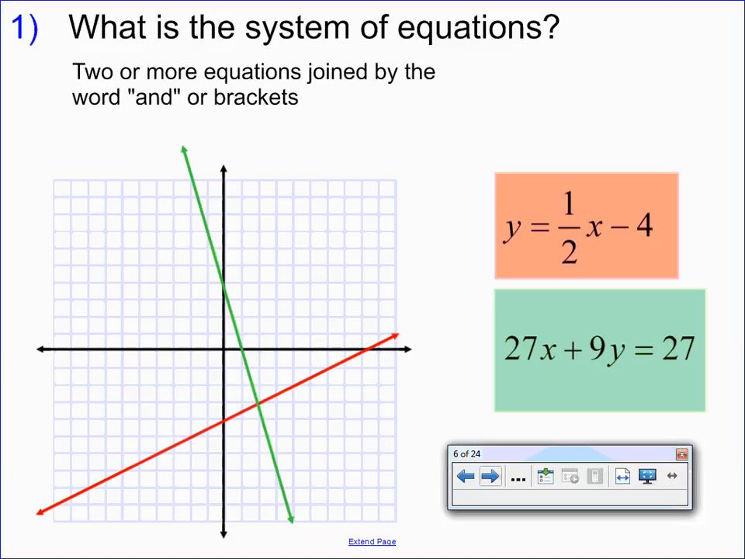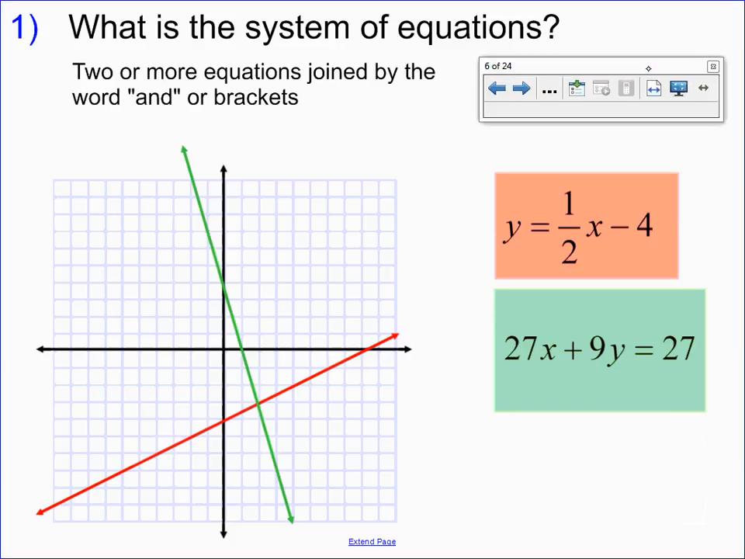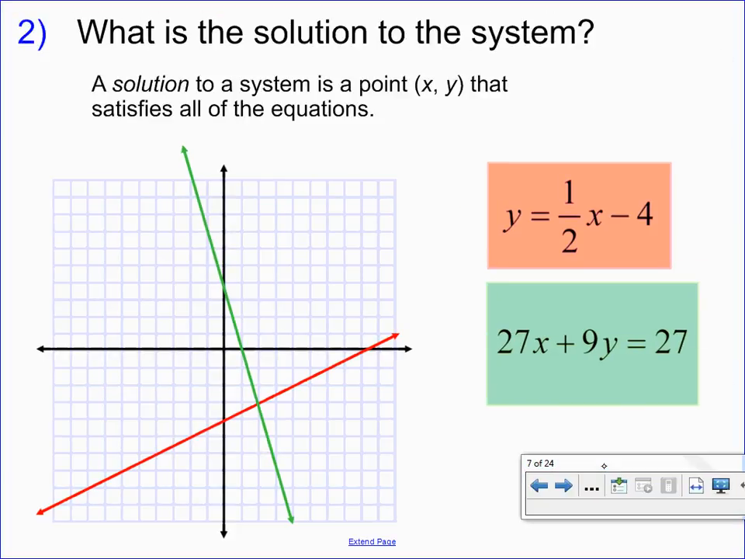All right, so what's a system of equations? Well, that's two or more equations joined by the word "and" or brackets. In this case, the system of equations would be y equals 1/2 x minus 4 and 27x plus 9y equals 27. Well, if that's the system, what's the solution to the system? The solution to that system is a point x comma y that satisfies all of the equations in the system. Is there a point that satisfies all of the equations in this system?